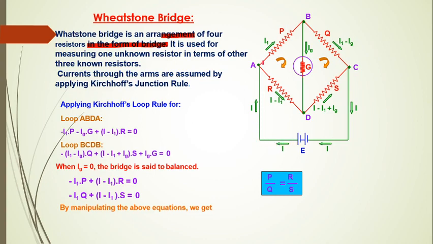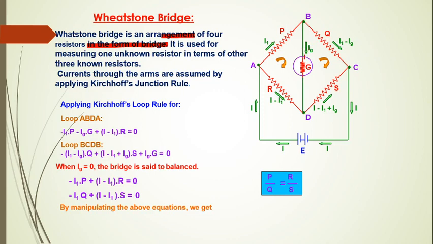Here, to this bridge is connected the external EMF E, and the direction of the current is from positive to negative. It goes to the junction at A. I1 passes through P. Then I minus I1 passes through this R. At B, the current passing through the galvanometer is Ig, and through this Q resistance the total current is I.